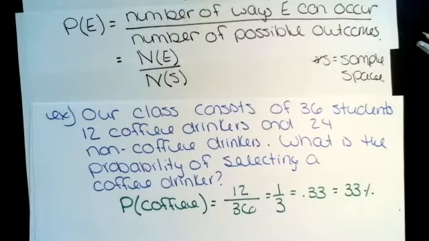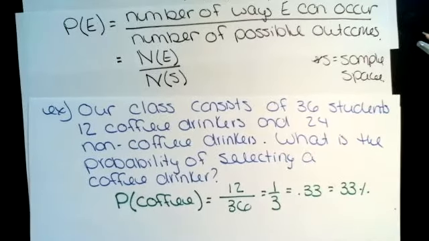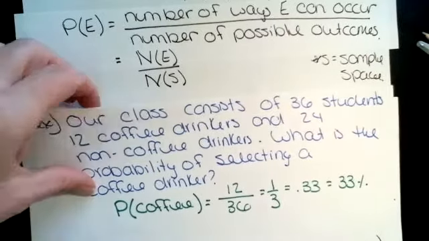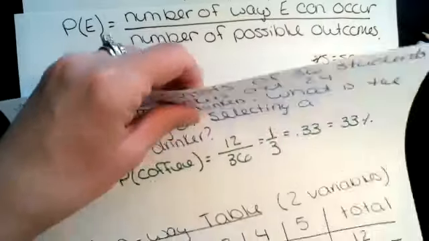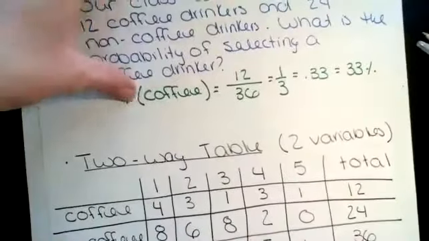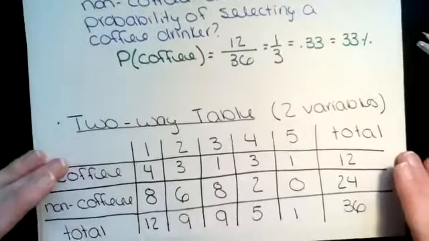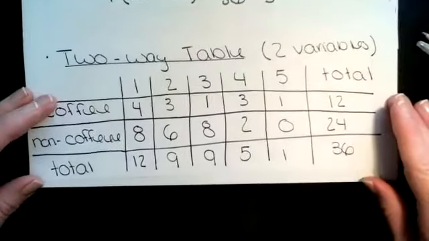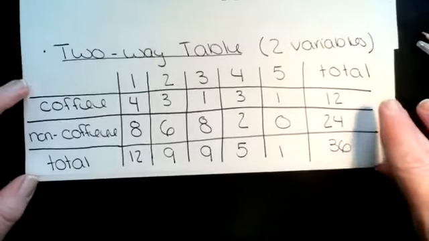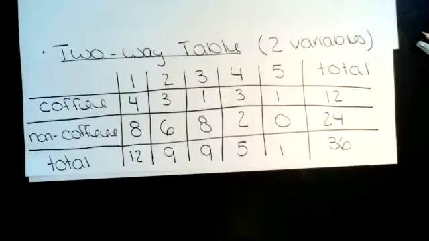Okay. I'm going to take this example and we're going to take it a step further. Out of our 36 students in our class, we have 12 coffee drinkers and 24 non-coffee drinkers, and I also looked at what year level each student is in the class. So I made what we call a two-way table, and I already made this ahead of time because it just takes too long to fill it out. So we have our two-way table here.